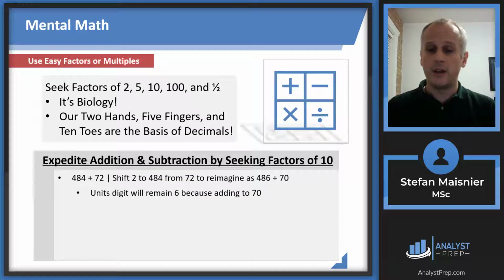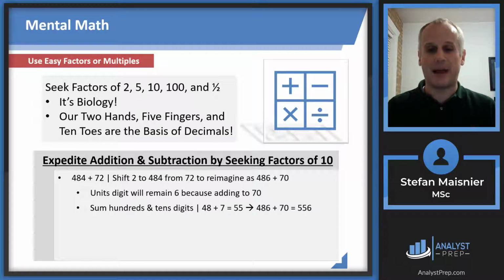Because first, we know that that units digit is going to remain a 6 because we're just adding 70 to 486. So that means we don't have to worry about the 6 anymore. All we really need to worry about is the 480 and the 70. So you just sum the hundreds and the tens digits and put the 6 back in. So 48 plus 7 is going to be 55. And that 55, we just got to bring back in the 6. So we know that 486 plus 70 and thereby 484 plus 72 is equal to 556. So again, just kind of moving the Legos of numbers, as it were.